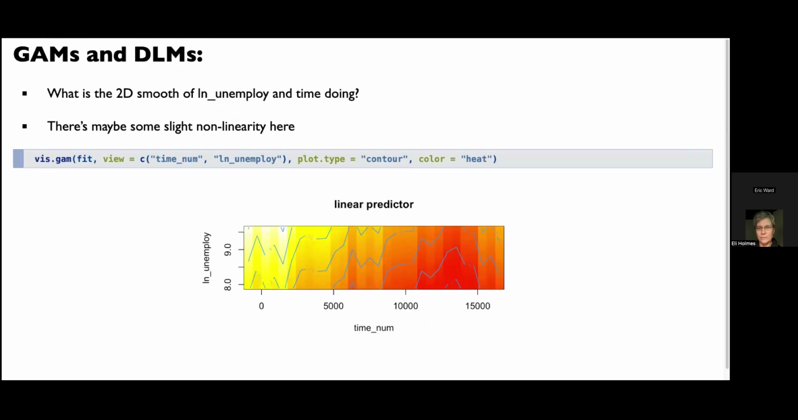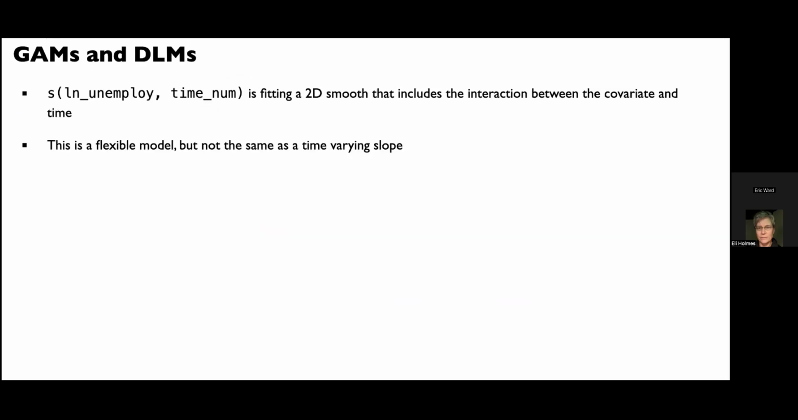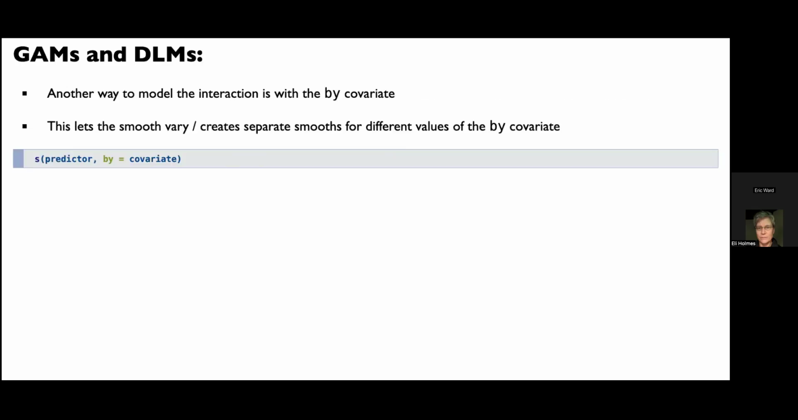Let's zoom out here and see if that shows up better. Okay. So that 2D smooth includes that interaction, but it's not going to be estimating the same kind of dimension that we want for that time-varying slope.